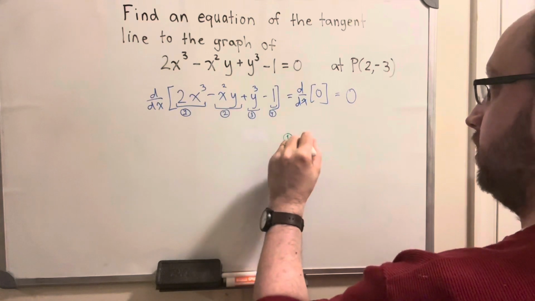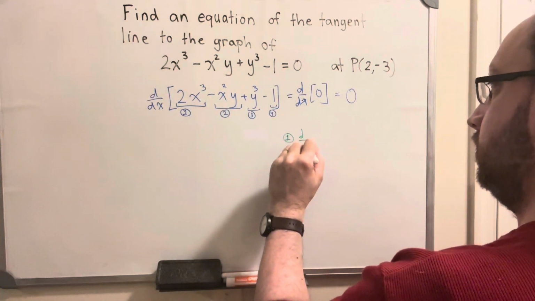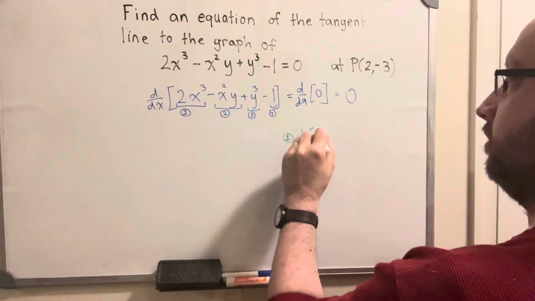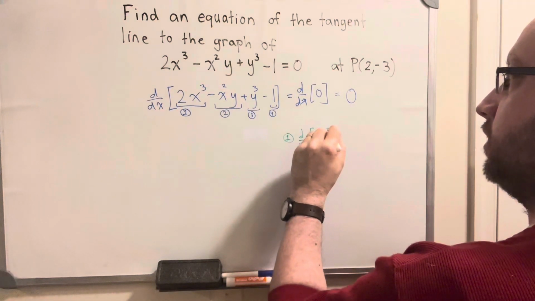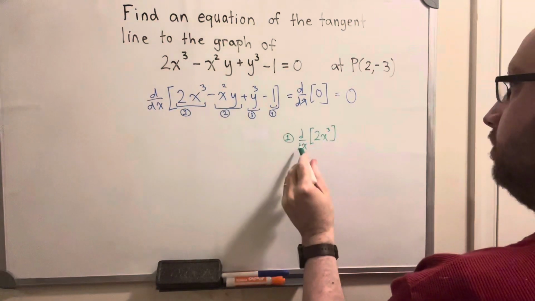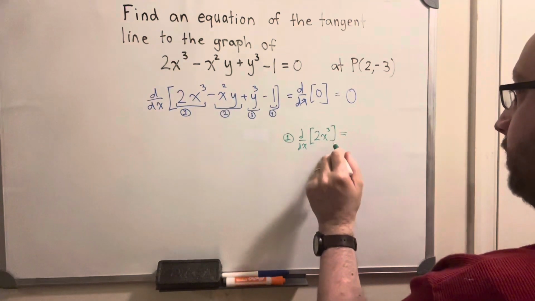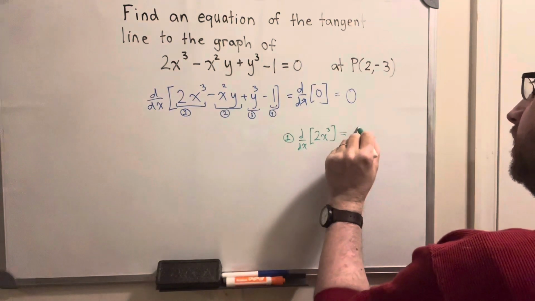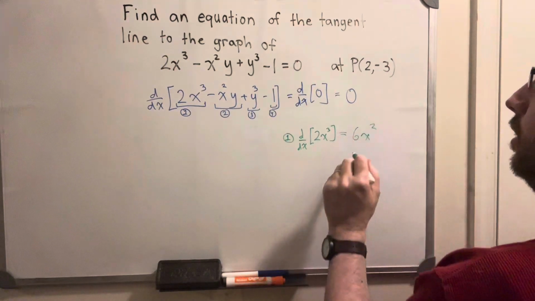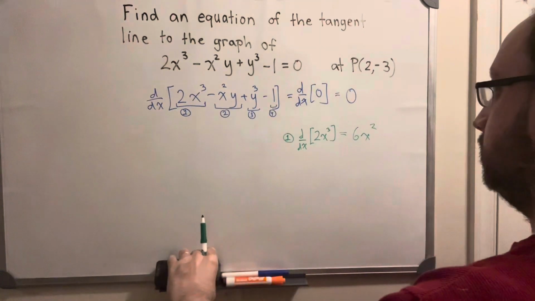It's not too bad. What's the derivative with respect to x of 2x cubed? Well, this is nice. It doesn't have any y's in it. This would be, by the power rule, just 6x squared. So let's put that right here.